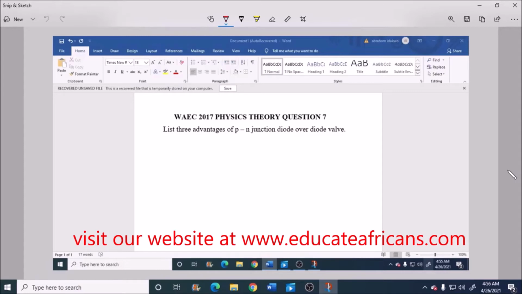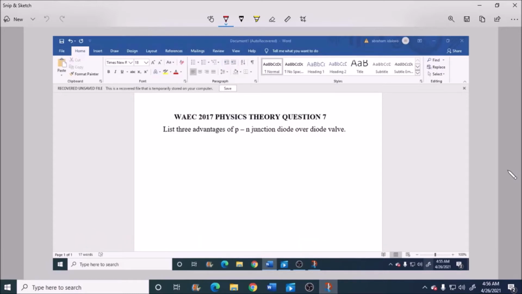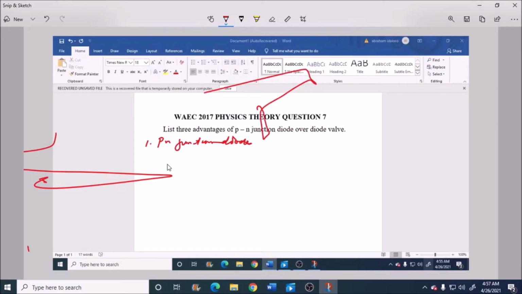Okay, so let's begin to list the advantages. Now the first advantage we are going to look at is that PN junction diode is not bulky. Number 1, PN junction diode is not bulky.